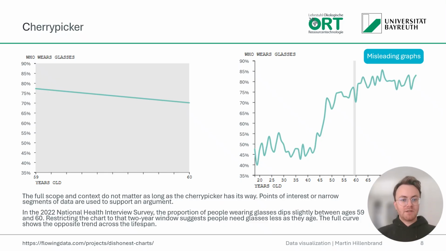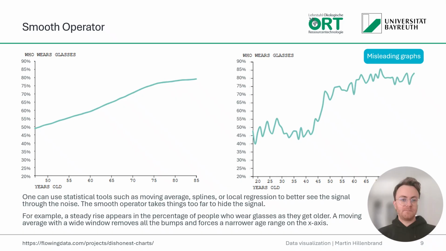So if you look at the left, you would say, okay, who wears glasses? Older people wear fewer glasses than younger people. And if you look at the right, you see, okay, this is not right. You see that the data is quite fluctuating, but overall there is a trend that older people wear more glasses, which is quite obvious.